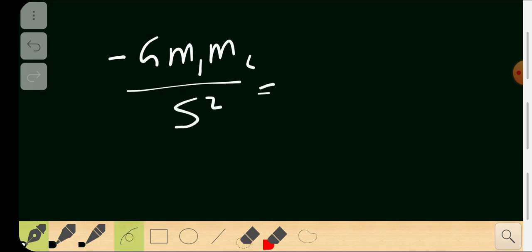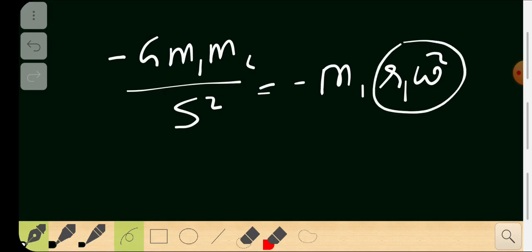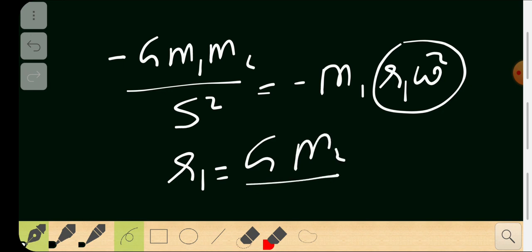So s square must be equal to minus m1 for the first body, for the first particle, m1 r1 omega square, which is the radial acceleration, which we have discussed so many times in the last lectures as well. So let's now simplify what the value of r1 is. This is the force, right? This is the radial acceleration, and this is m1. So mass times acceleration in the opposite direction, that's why there's a minus sign. That will be equal to the gravitational force. And now you can simplify r1, so that will be G m1, and m1 cancels, so you get G m2 by omega square times s square, as simple as that.